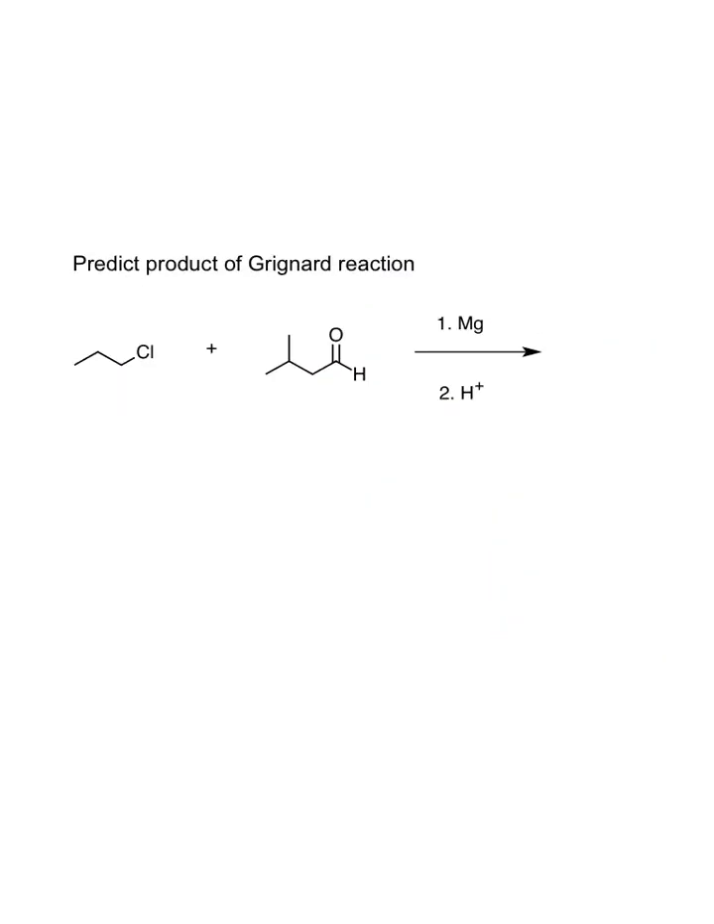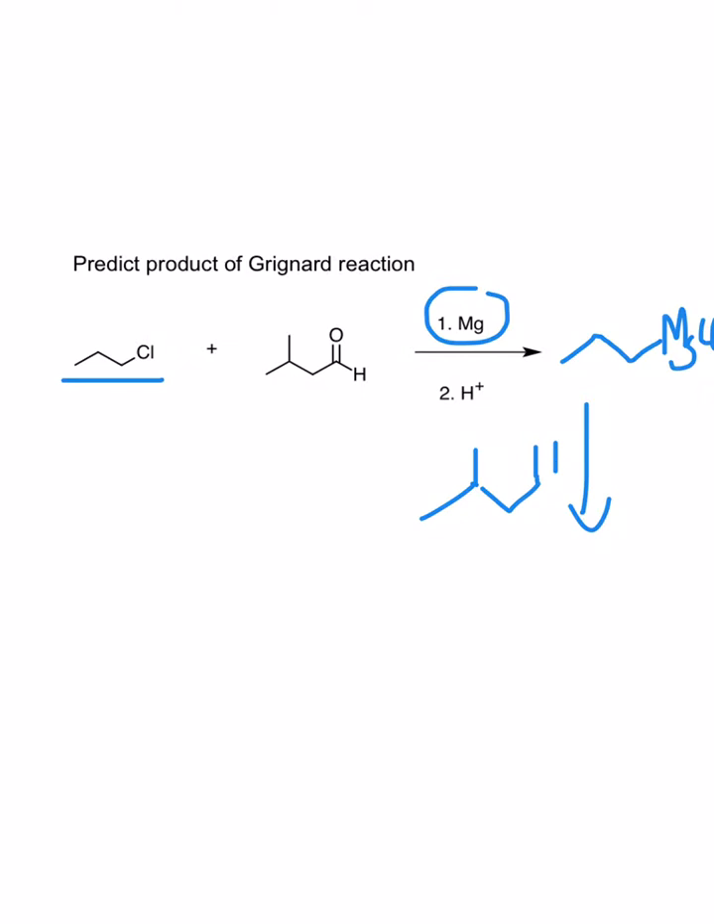So in the Grignard reaction, you start with an alkyl halide that reacts with magnesium, and that's going to form this Grignard reagent. Then react the Grignard reagent with the aldehyde. Use those curved arrows, write the product of the reaction.